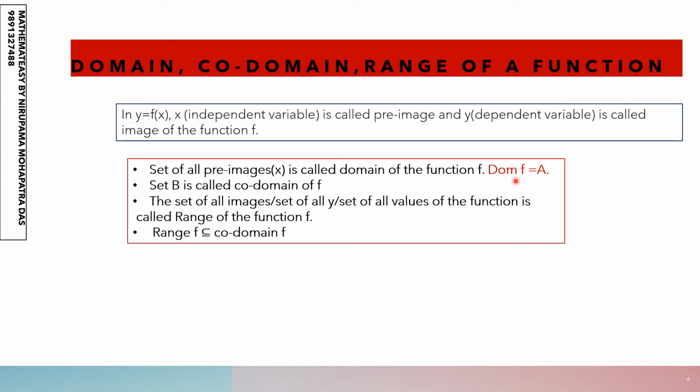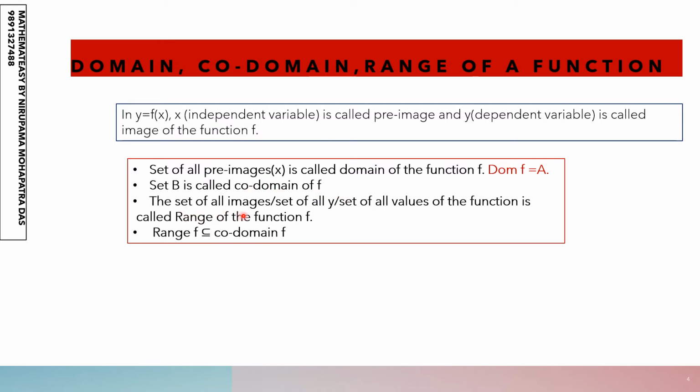So the domain of the function equals A, because whenever we define the function, it is a relation in which every element of A is associated with a unique element of B. So every element of A means no element of A is left behind. Each and every element of A is taken as the domain. So the domain of the function is the whole set A. And set B is called the codomain of the function.